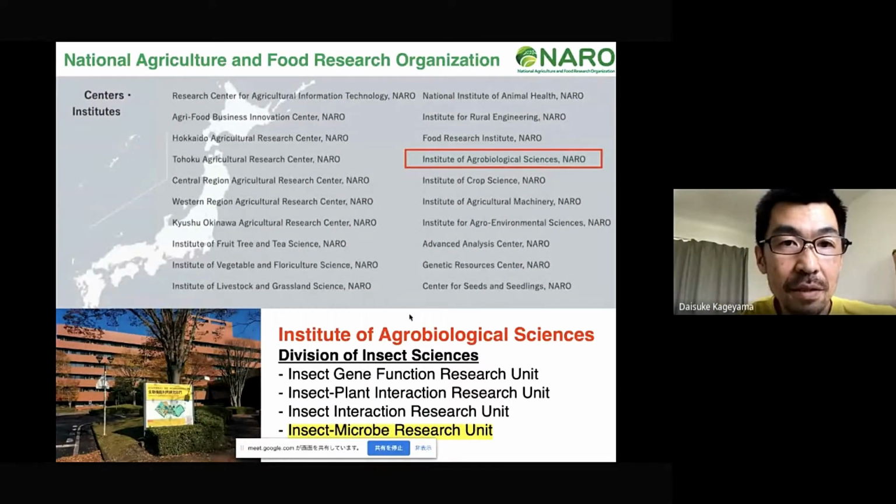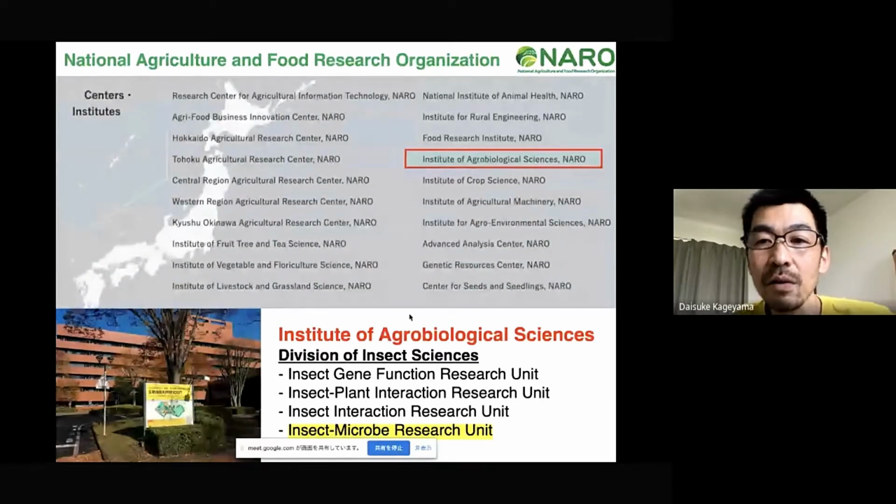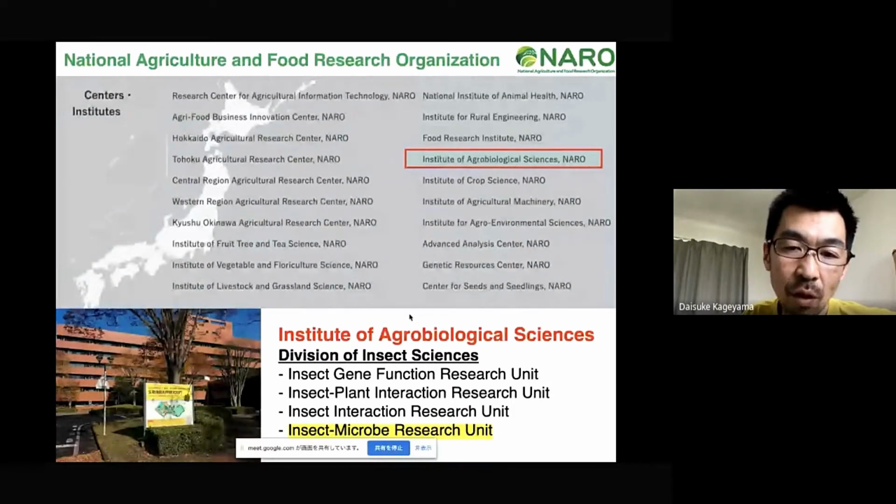This is under the Ministry of Agriculture, and our institute is called NARO, National Agriculture and Food Research Organization, which consists of 20 centers and institutes. One of them, the Institute of Agrobiological Sciences, also focuses on pure science and also the applied sciences to apply to agriculture. And our research unit is the Microbe Research Unit. We are investigating the interaction between insects and microbes.